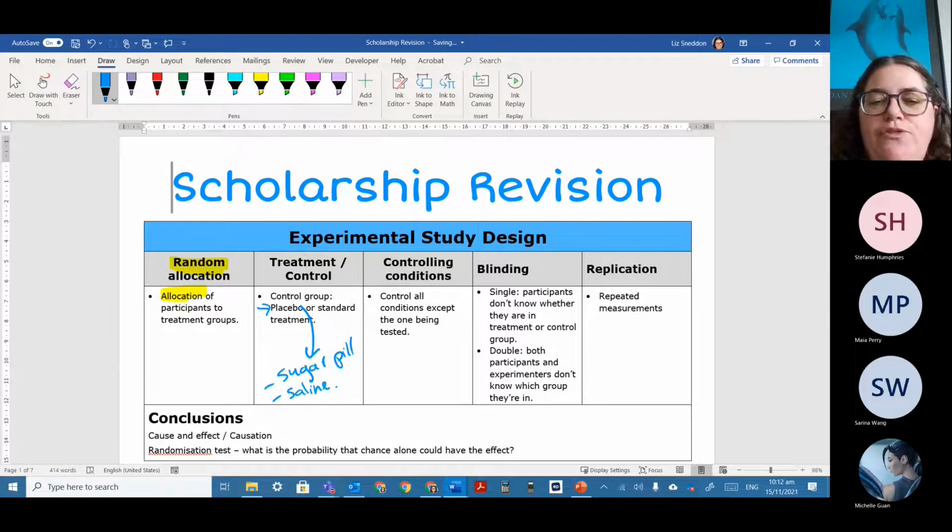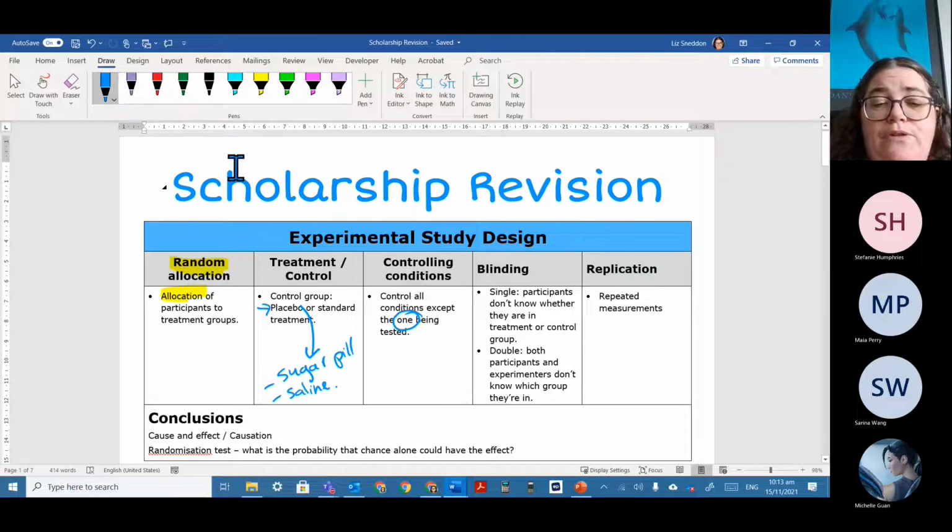Then we need to control all of our conditions, except for the one that we are testing. That's when we look at controlling the variation, making sure that the temperature of the room is the same, that we're using the same pens when we write, any of those kinds of things. Blinding, we've got our single and our double blinding, and there are times when we can't do any blinding, depending on the experiment. And then the other part is our replication, so when we repeat the measures.